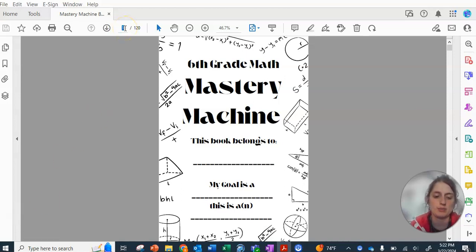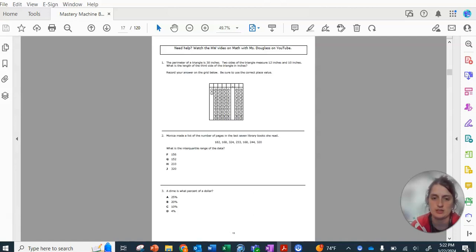All right, our homework should be on page 15. So it should start by looking like this. Let's zoom in a little.